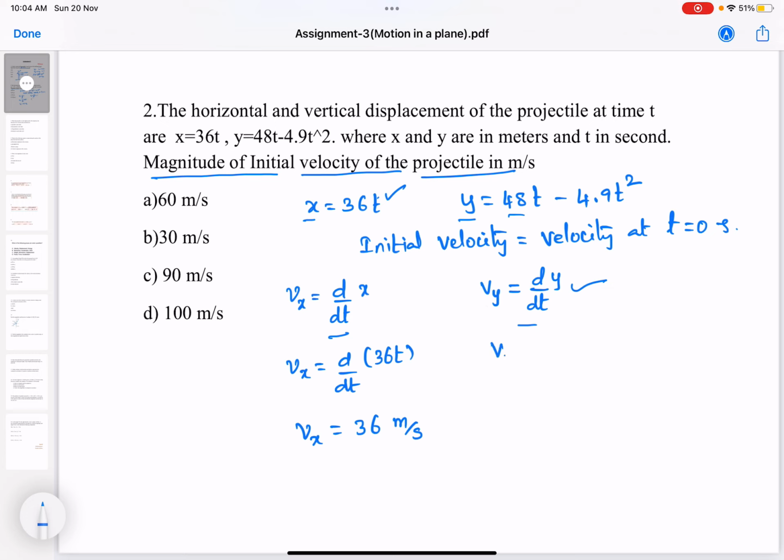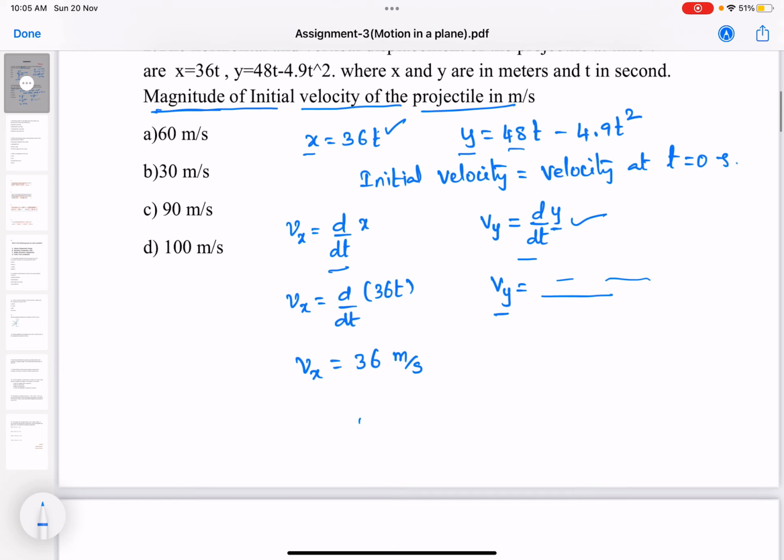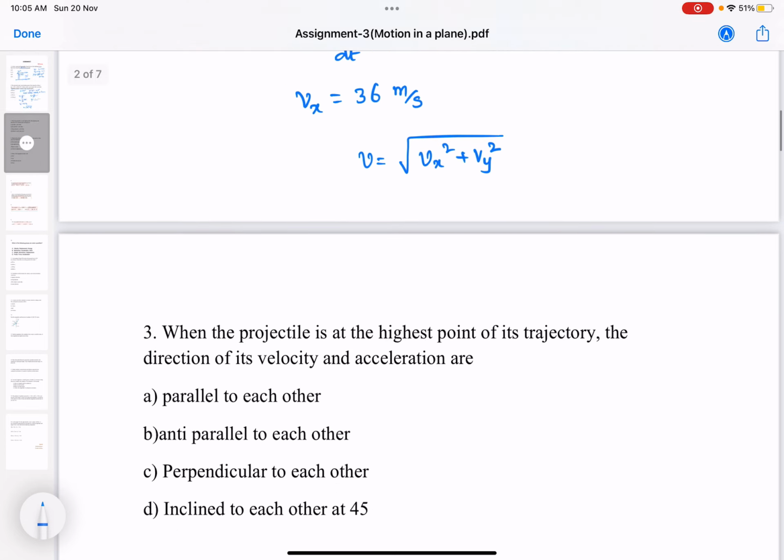Similarly, differentiate y in order to get the Vy value, and substitute t equal to 0 wherever you find t in the equation of Vy after solving. And he asked to find the magnitude. You know that the magnitude of velocity is equal to the square root of Vx square plus Vy square. Hope you can solve this answer.